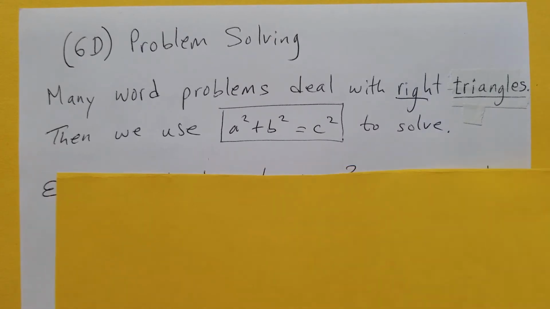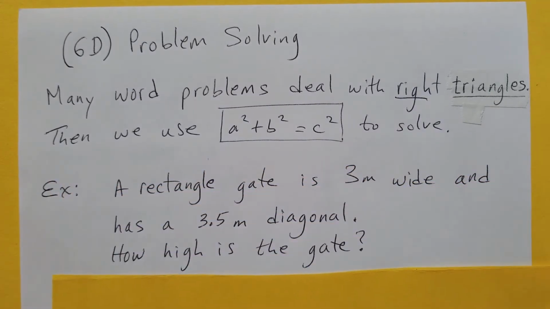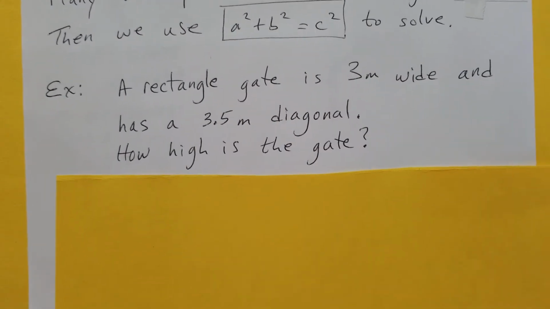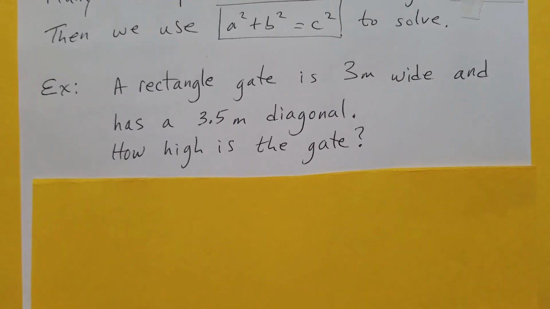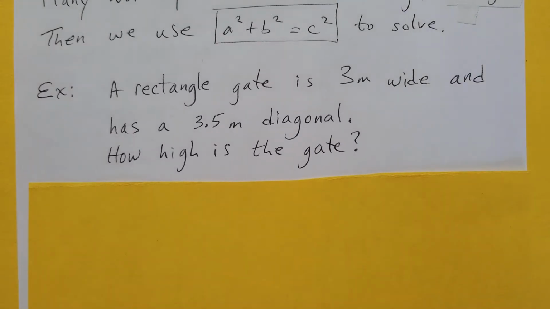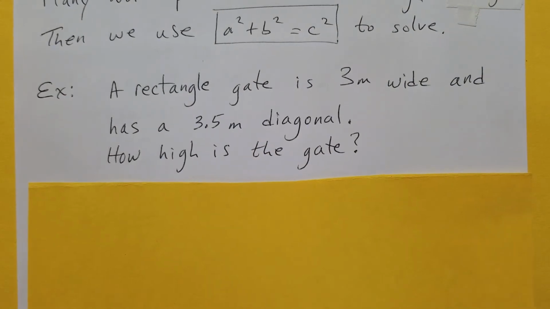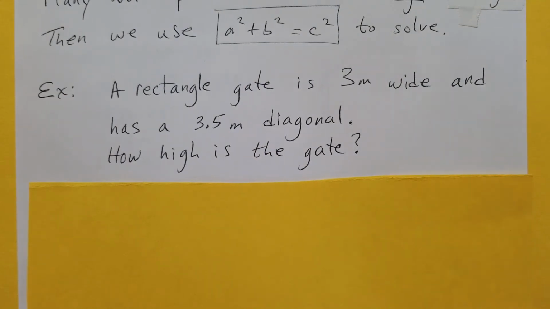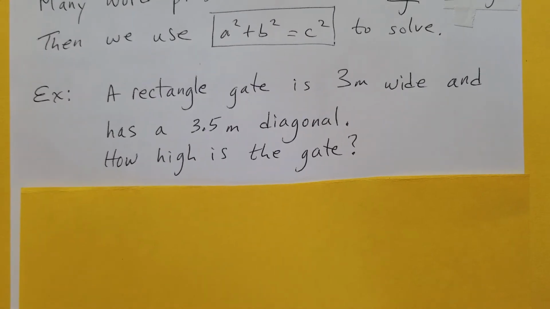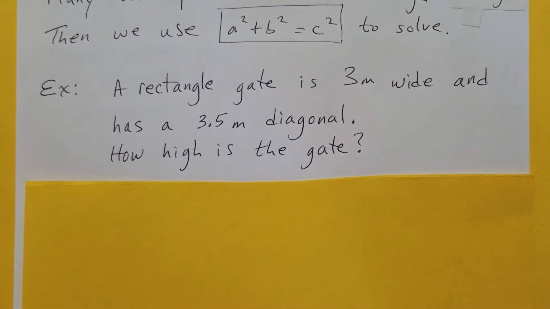First example, here it is. The first example is quite easy. It says, a rectangle gate is 3 meters wide and has a 3.5 meter diagonal. How high is the gate? Well, it says rectangle, but we know gates are rectangles, so we have to make a drawing. It doesn't have to look like a gate, it has to look like a rectangle. So it's our job to draw it.